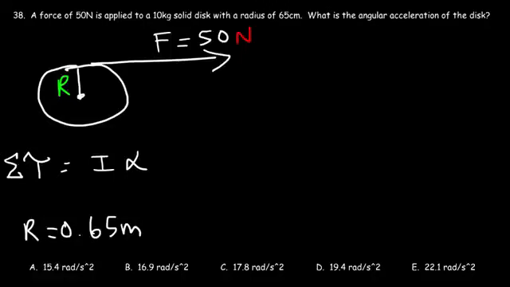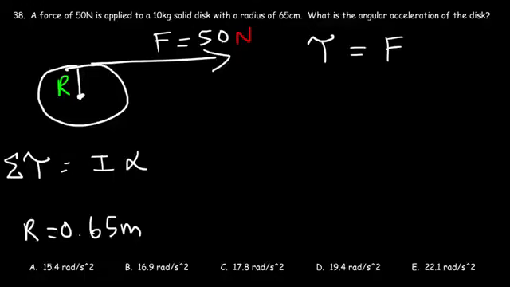Now there's only one torque acting on this object, and it's created by the force. Whenever a force causes an object to rotate, it creates a torque. And this torque is applied in the clockwise direction, so that's a negative torque. But again, we don't have to worry about the signs in this problem because the angular acceleration is positive. So let's calculate the torque. There's only one torque acting on this object, so it's the same as the net torque.